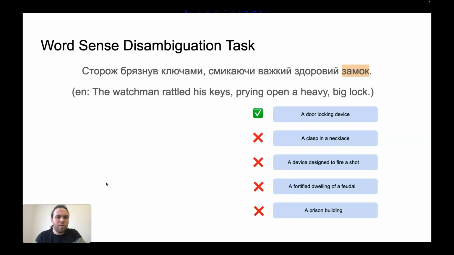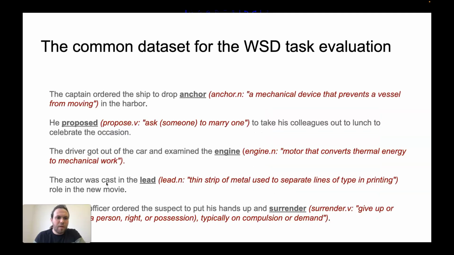The word «zamok» in Ukrainian has multiple meanings, including a door-locking device, a clasp in a knuckle, a device to fire a shot, a fortified building of a feudal or a prison building. So the WSD task consists of identifying the correct meaning of the word zamok based on the context.